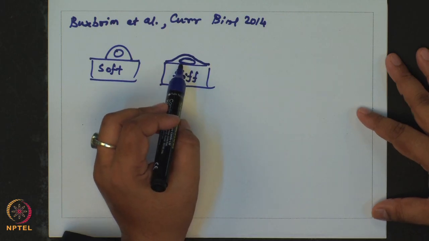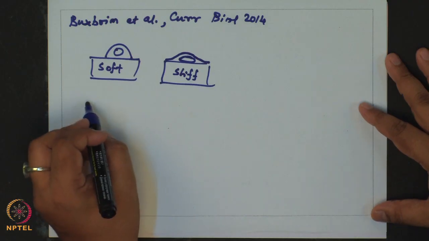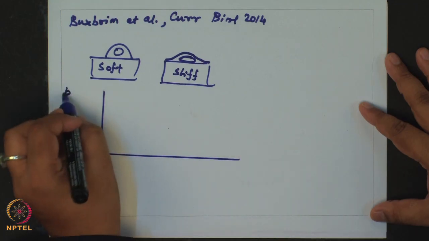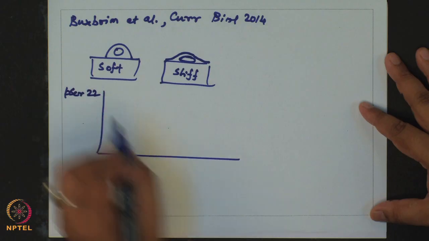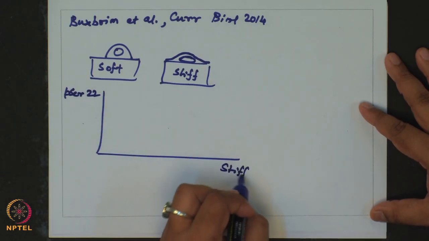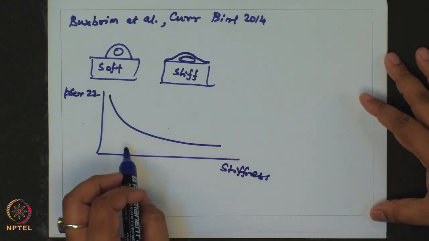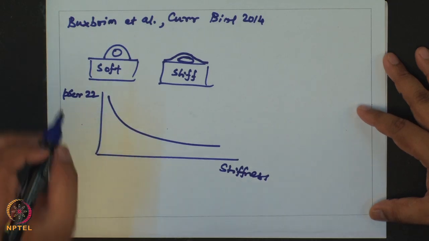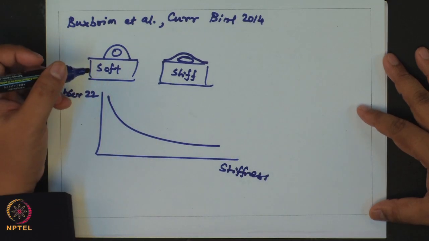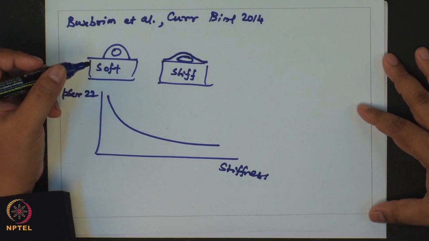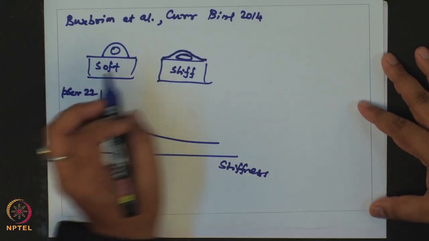And what they found was an inverse relationship between phosphorylation of serine 22 and stiffness. As you increase stiffness, phosphorylation decreases. On soft substrates, the amount of lamin phosphorylation is a lot higher. An increase in lamin phosphorylation is associated with what follows.